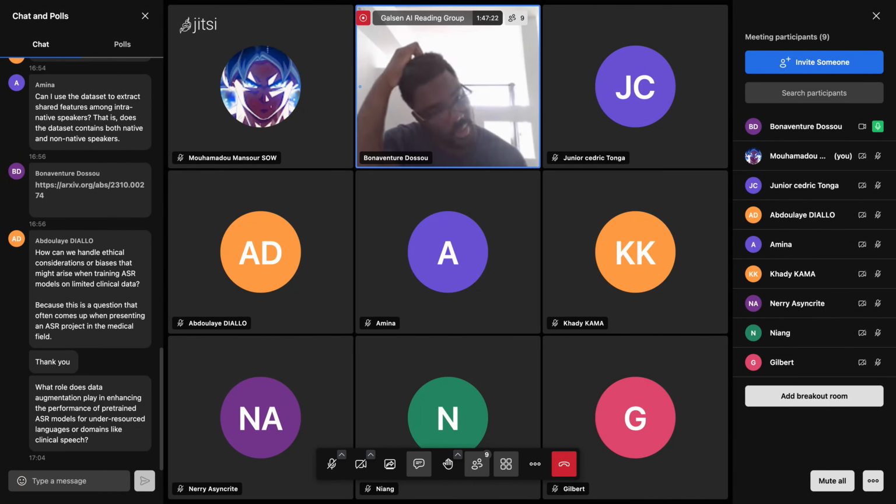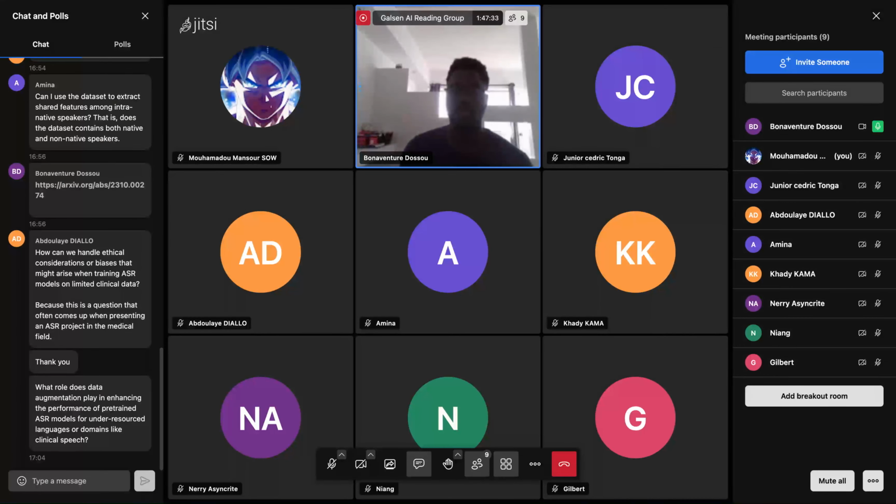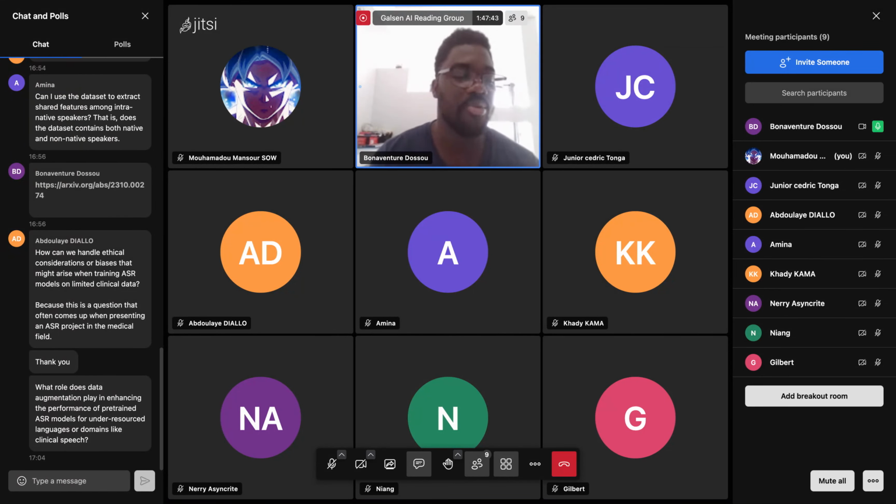So, what role does data augmentation play in enhancing the performance of pre-training some model for under-resourced domains like clinical speech? So I am pretty sure, as in any domain, data augmentation is helpful, but not too much data augmentation, because then it harms the performance. So I think it depends on the specific task we are working on, and there should be some trade-off in the amount of data augmentation that is going to be done.